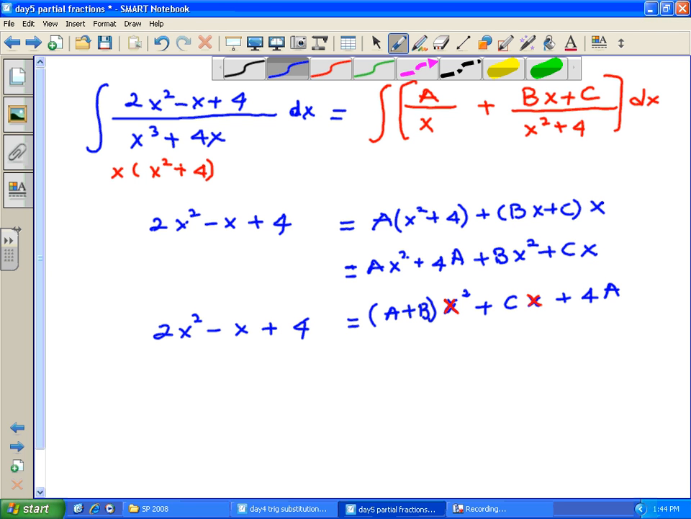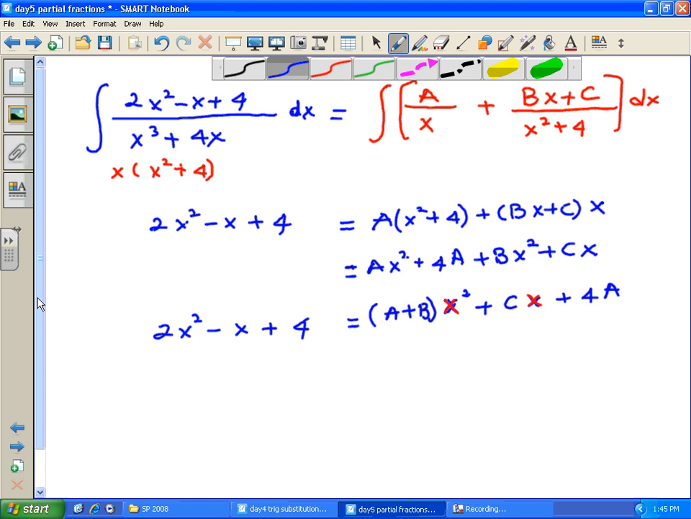What I'm going to do is use the following logic: if I have an x squared term on the left and an x squared term on the right, their coefficients must be equal. What is the coefficient of x squared on the left? 2. The coefficient of x squared on the right, a plus b. So that gives me a simple equation: a plus b must be equal to 2. Now look at your x terms. Over here the coefficient is -1. Over here the coefficient is c. So c has to be -1. And look at your constant terms: 4a on the right-hand side and 4 on the left. So these three equations are going to help us solve for a, b, and c.